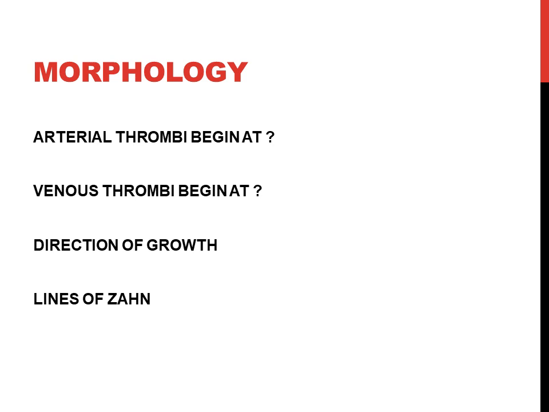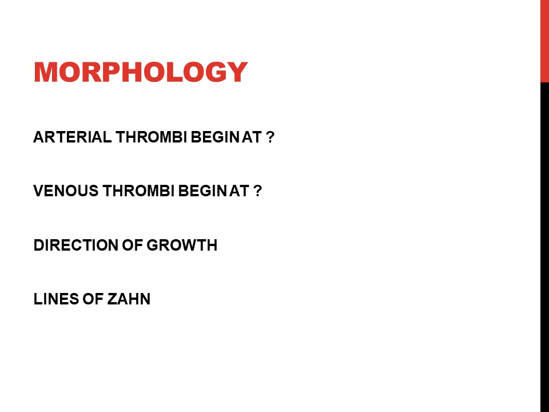If we talk about the direction of growth of these thrombi, arterial thrombi usually grow against the blood flow, that is in a retrograde manner, while venous thrombi grow along the direction of the blood flow.